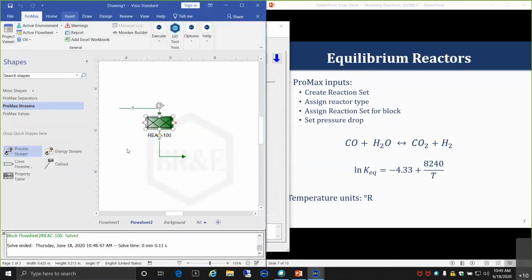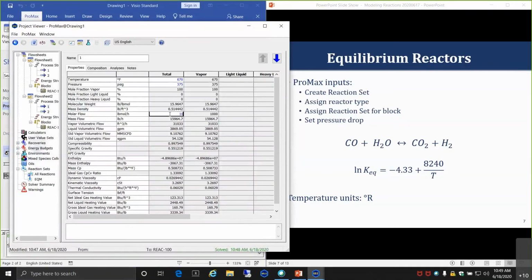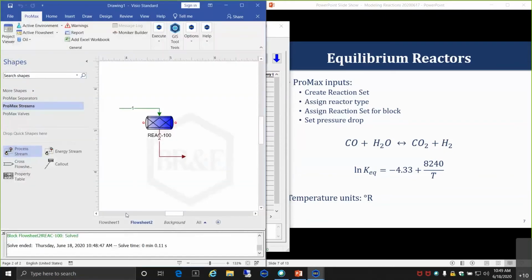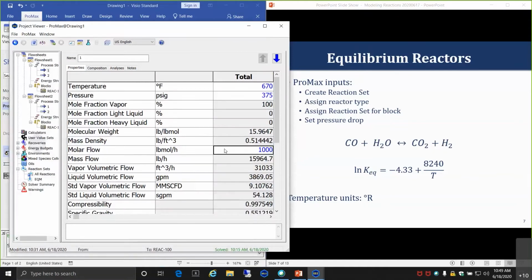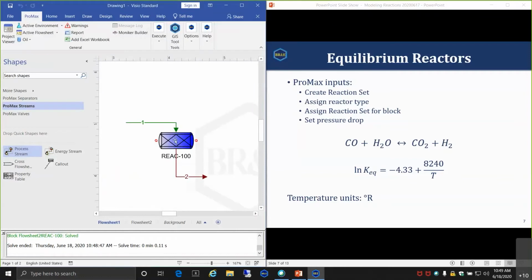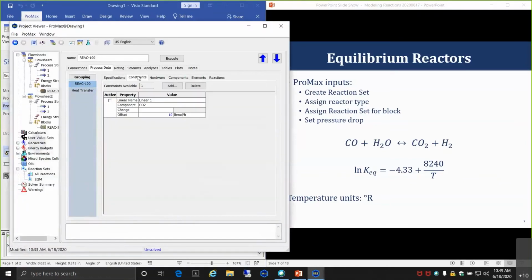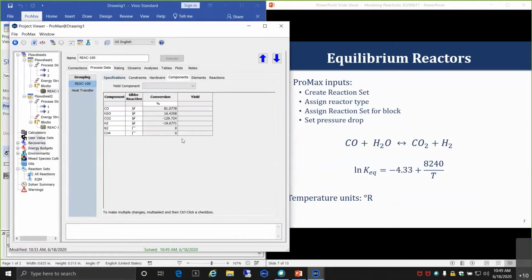I believe that's because I still have my 1000. So we'll go back to 100. We can come back here, set this to 100. And just to show you that everything is more or less the same, we won't run with constraints. And so here we get 81.1% conversion of CO.